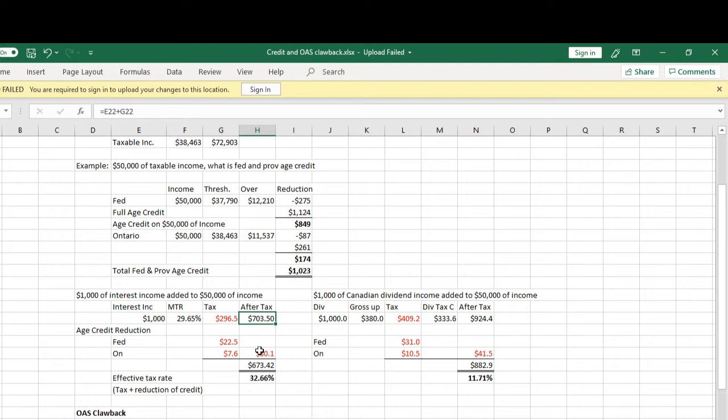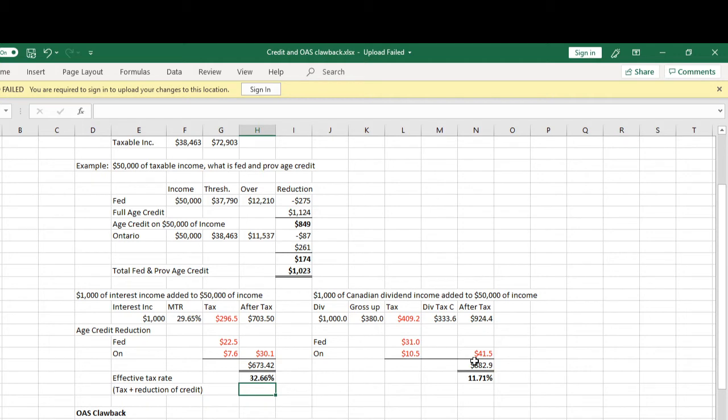But now I have to take the age credit reduction into account. That $1,000 boost to my income from the $1,000 worth of interest reduces my age credit by $30, both federal and Ontario. So in effect, what is happening here? There's my after-tax income on the interest income, and I also lose on the age credit. The effective benefit to me of that $1,000 interest income is $673, not $703 anymore. So my effective tax rate is 32.66.